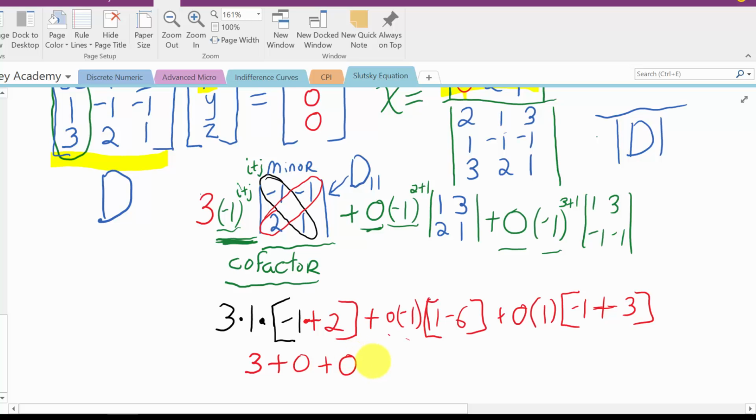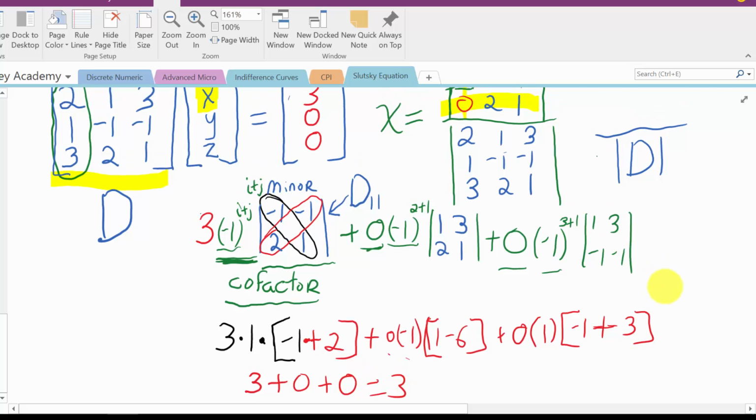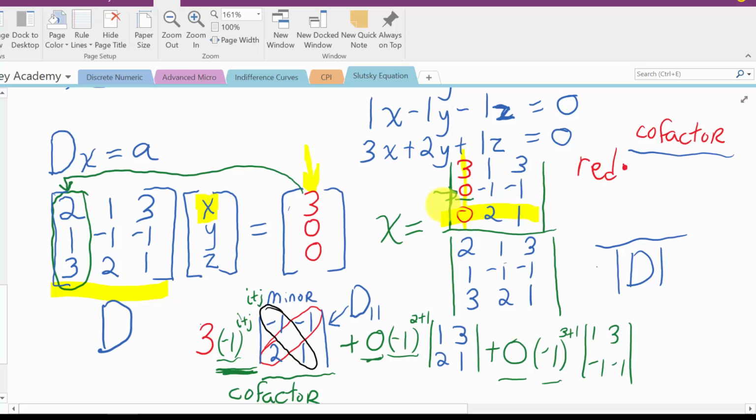So what we've done there is just find the determinant of the top. Find the determinant of this top thing. And we're solving for x again. And that's why we replaced that first row, the x row, with these values. So we got 3. That's the numerator.